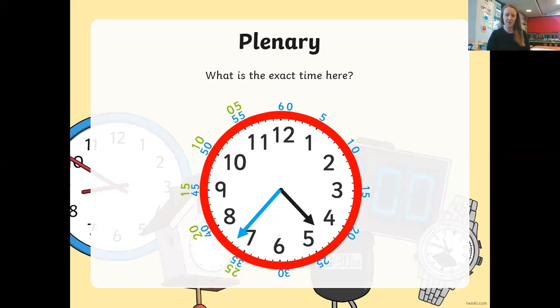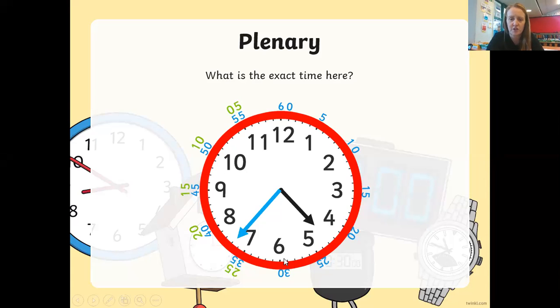Okay, did you manage to have a go? Okay, so let's have a look at our hour hand first. Our hour hand is nearly on the 5, so we know it's something minutes to 5 because it's until 5 o'clock. How many minutes until 5 o'clock?